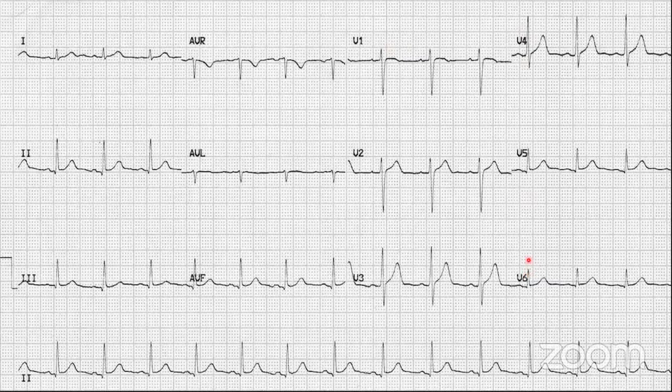There are EKGs that exist that have extra leads that you can look at, extra precordial leads, extra limb leads.